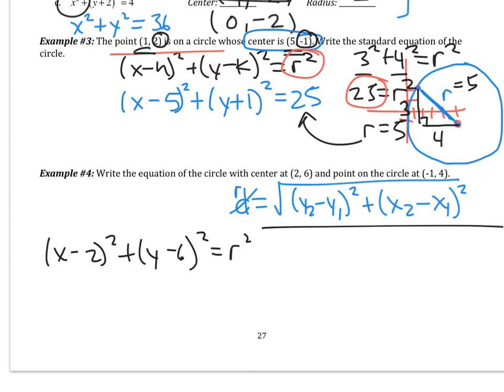How did you do it? Did you do the distance formula, or what did you do? I did the bunny hop. The bunny hop. Yeah, you don't even have to make the graphic. Just see how many it is from 2 to -1, that's 3. And then how many from 6 to 4 is 2.